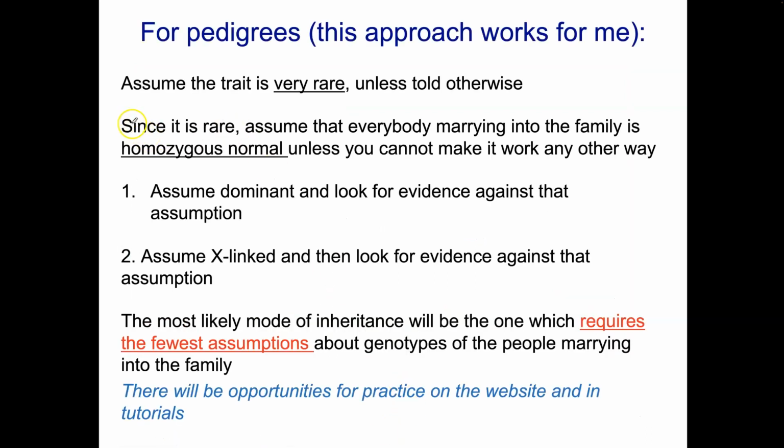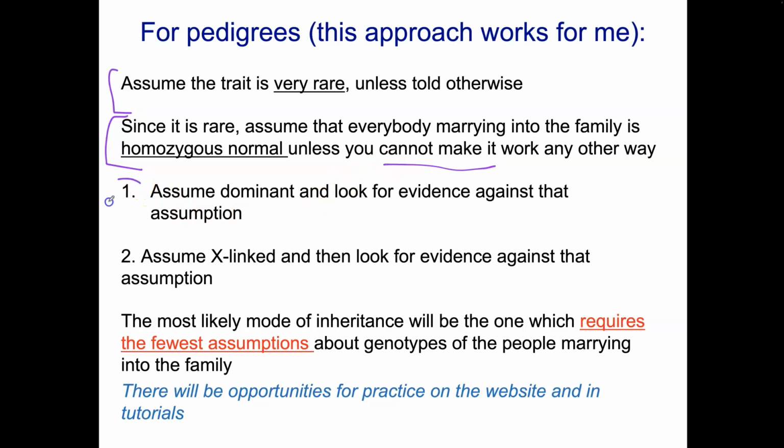Okay, so this is the approach I recommend. I want you to assume that the trait is very rare, unless I say 1 in 3 people have this condition or something. Then it would not be rare at all. And if it is rare, I want you to assume that everybody marrying into that family, or having children with, is homozygous normal. Anyone coming in is homozygous normal, unless there's evidence, and it won't work unless that person is heterozygous, right?